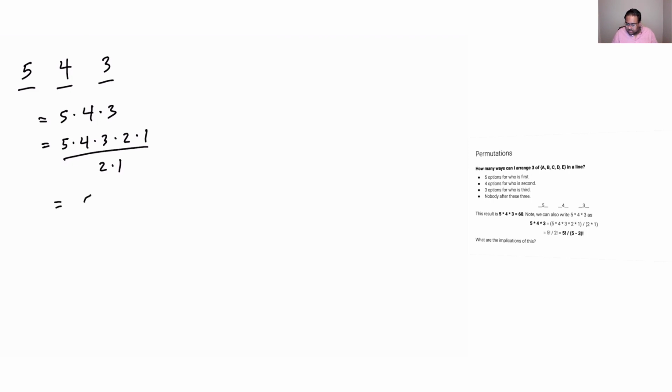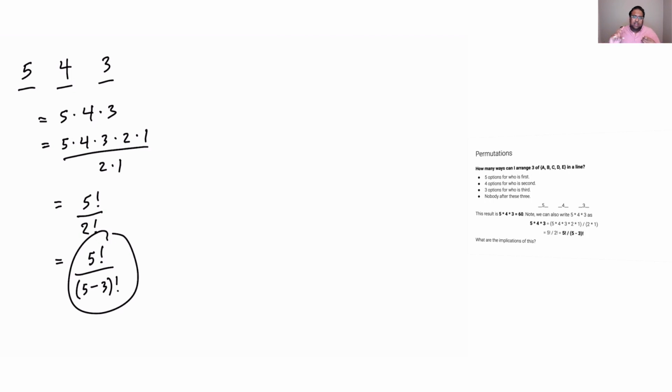This I can rewrite as 5 factorial in the numerator divided by 2 factorial in the denominator. And lastly, I can rewrite the denominator as 5 minus 3 factorial. And now you may be wondering, what's the point of writing it like this? Why wasn't 5 times 4 times 3 sufficient? It's because this form is in terms of just 2 numbers.